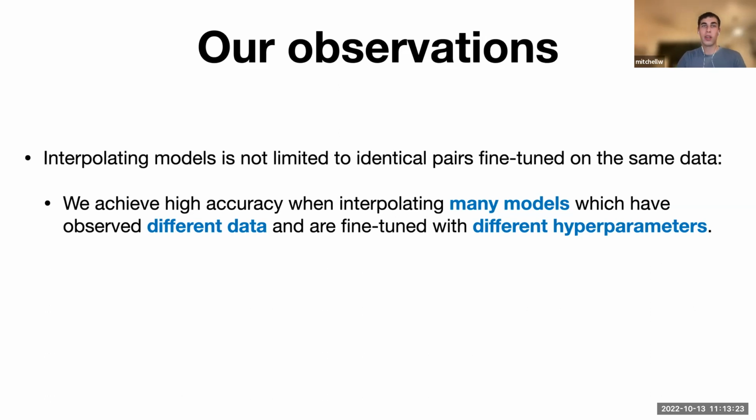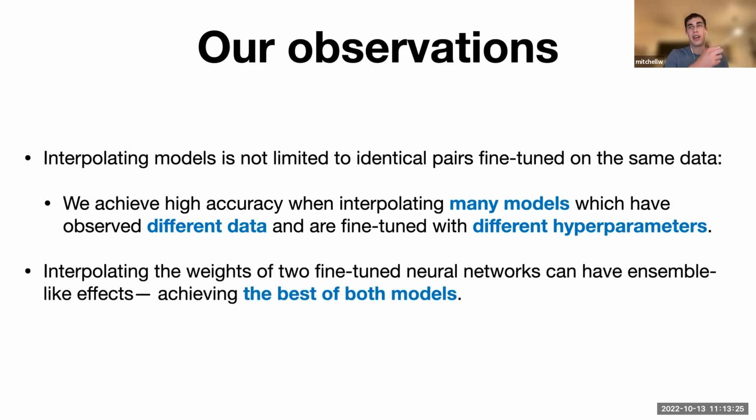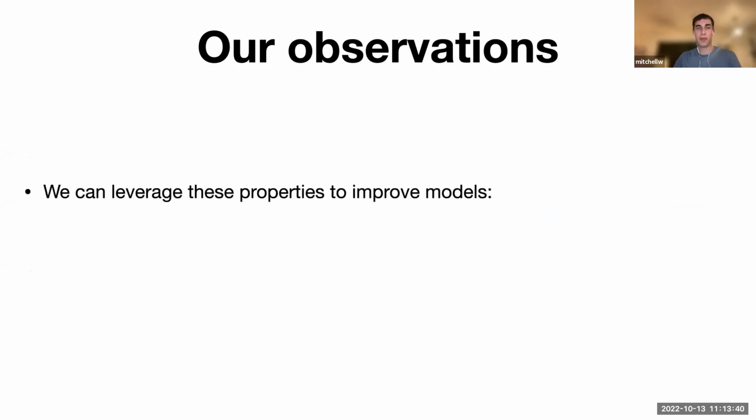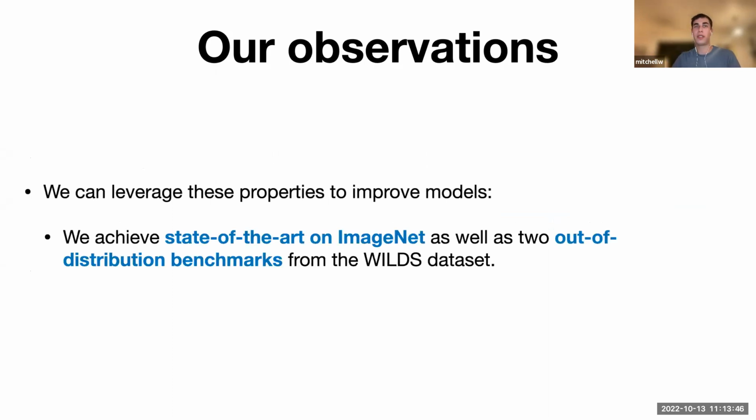Moreover, we're going to show that interpolating these weights can have ensemble-like effects. So it can achieve the best of both models being interpolated. A final thing we're going to do is leverage these properties to improve models, specifically their robustness and accuracy, to achieve state-of-the-art on data sets such as ImageNet and out of distribution benchmarks from the WILDS data set.